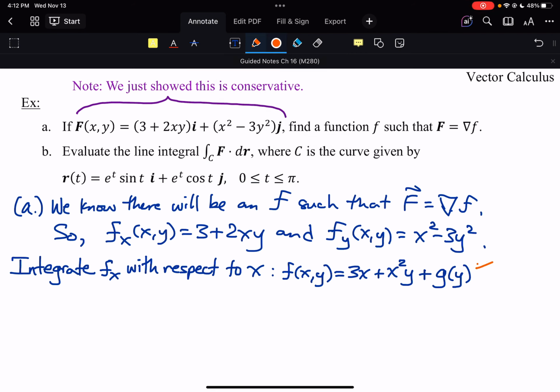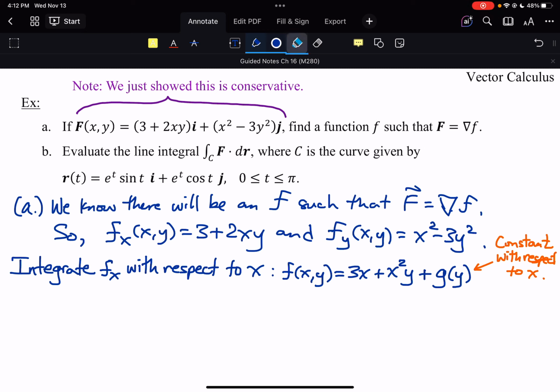Okay, and we're going to add this because this is constant with respect to x. So it's just like adding the plus c, but because there could potentially be y values that are treated as constants, we have to include them as well. Okay, and there may be nothing there. We don't know that, but we have to be careful just in case there is something there.